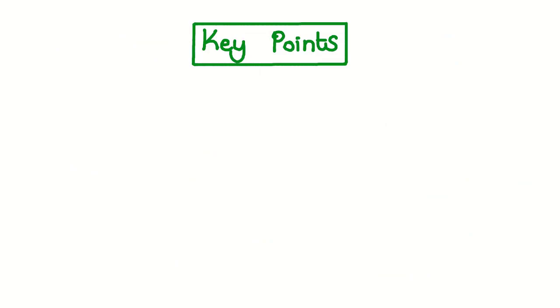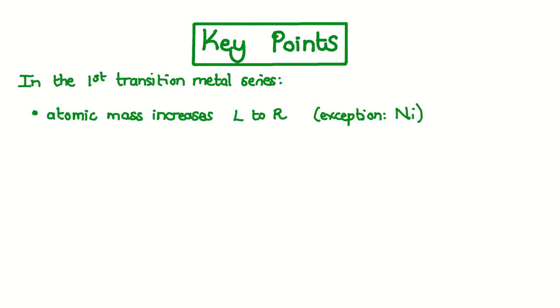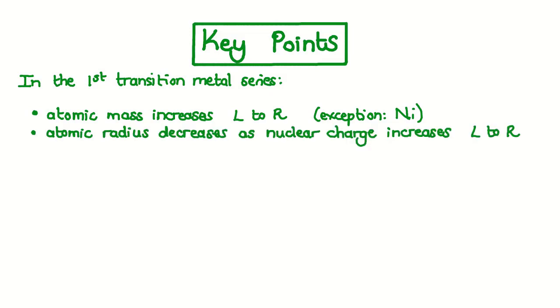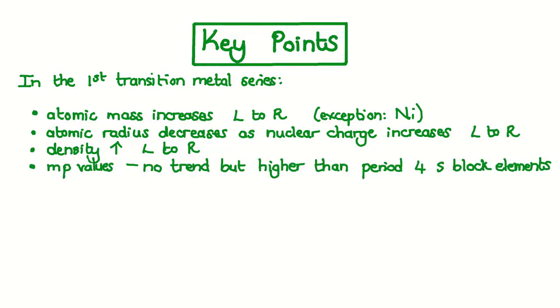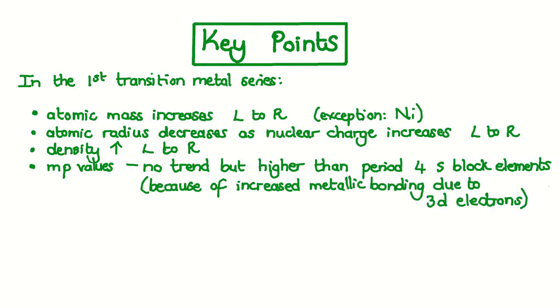Now it's time to wrap up by summarizing what we have learnt. In the first transition metal series, the atomic mass increases as we go from left to right, with the exception being nickel. The atomic radius decreases as the nuclear charge increases when we go towards the right. Density values increase the further we go to the right. The melting point values have no trend but are higher than the period 4 s-block elements potassium and calcium.